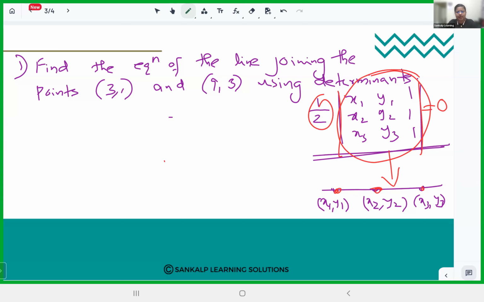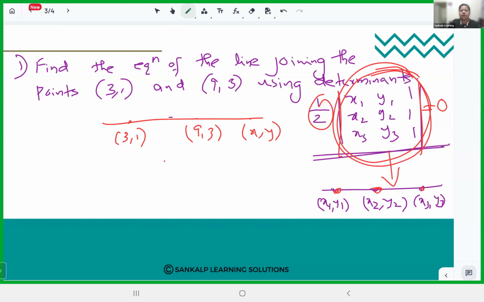Now, with the help of that idea, we can find out the equation of this line, having 2 points as 3, 1 and 9, 3. Now suppose the third point is x and y. Consider the line. They have given one point as 3, 1, the other point as 9, 3, and now you suppose that this point be xy. Then you substitute in this and equate it to 0, and you will get the equation of the line joining the points.